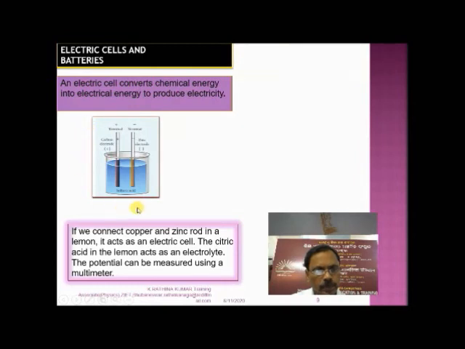So this is the schematic diagram of the chemical cell. Dilute sulfuric acid is the electrolyte, and a zinc rod and a carbon rod are inserted in it; zinc will be the negative and carbon will be the positive electrode. If you connect copper and zinc in a lemon, it acts as an electrical cell. This is a simple battery we can make in the laboratory.